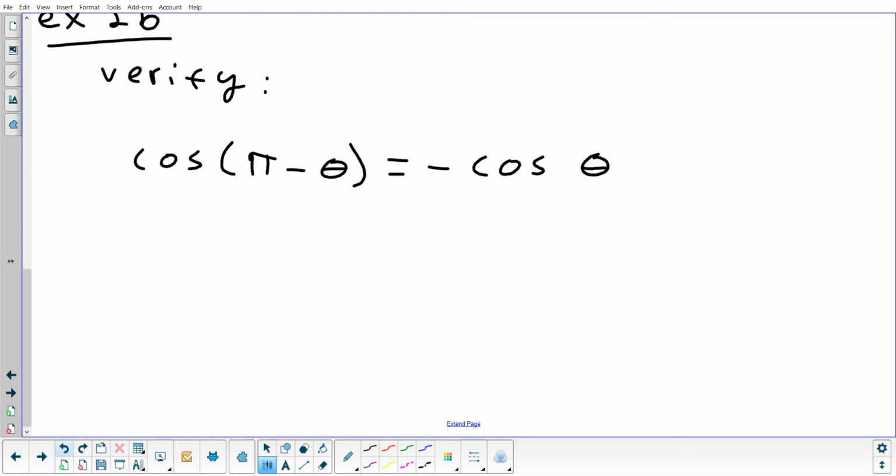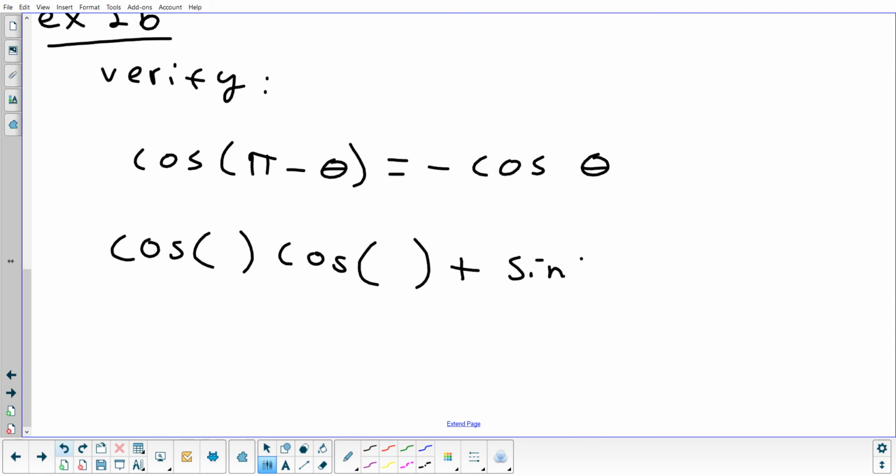By the end of today, you'll have 6 variations: cosine difference and sum, sine difference and sum, tangent difference and sum. Okay, so this is cosine difference. How does cosine difference start out? Cosine of the first angle times cosine of the second, plus cosine of the first angle times sine of the second. So we got cosine plus sine. First, second.